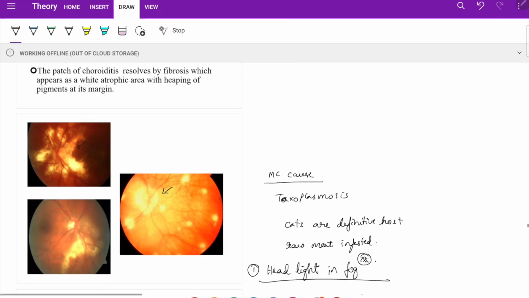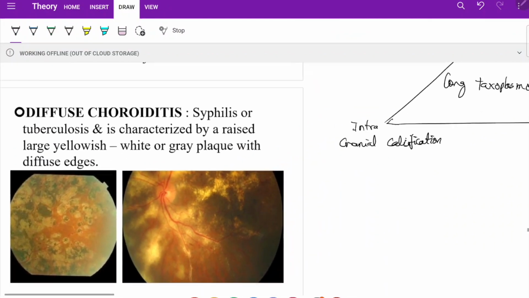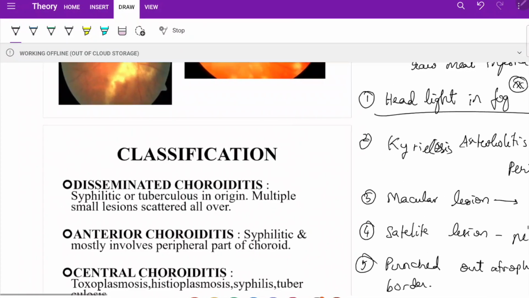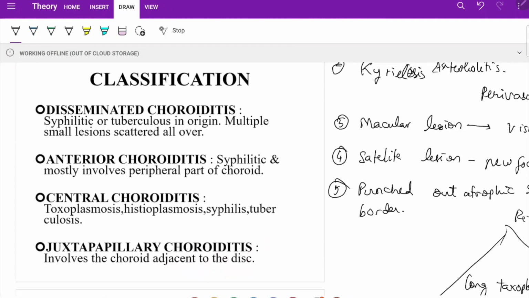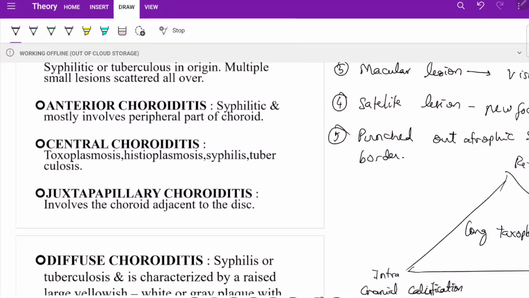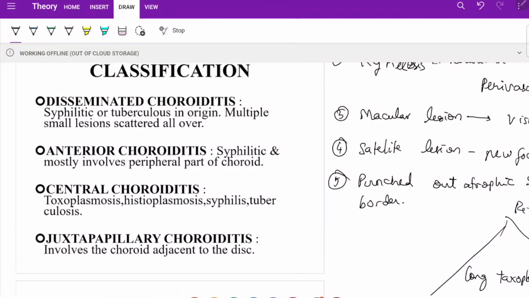And old punched out lesion, I think I don't have this one. So this is old punched out lesion. Can you see? So if you see broadly, your entire posterior uveitis, you divide it into disseminated choroiditis, anterior choroiditis, central choroiditis, juxtapapillary choroiditis, and diffuse choroiditis. So what are these 5? Number 1, disseminated choroiditis. What is this?